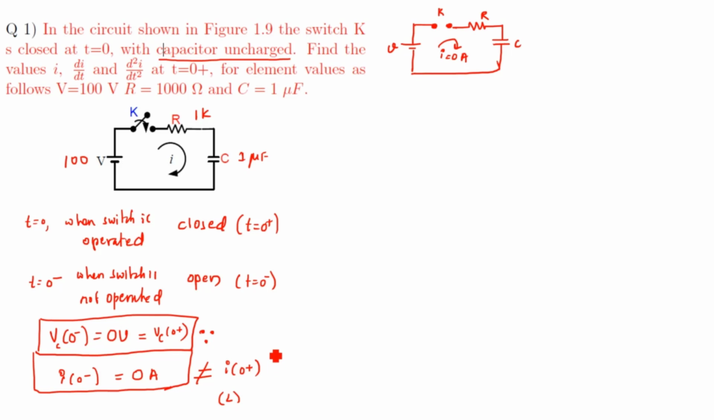Alright. Next, I will write the equivalent circuit at t equals 0 plus. At t equals 0 plus, switch K is closed. The resistor should be written as it is. The inductor should be written with its equivalent circuit, that is, open.